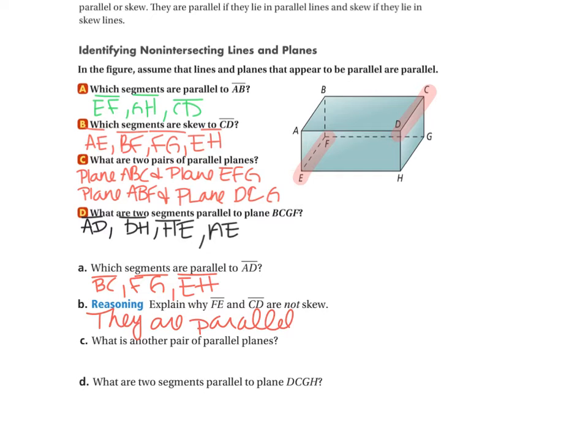Okay. What is another pair of parallel planes? So I said the left and right, and then I did the top and bottom one. So let's do the front and back. Good thing I didn't write all three. So the front one would be plane ADH, and the back one would be plane BFG.